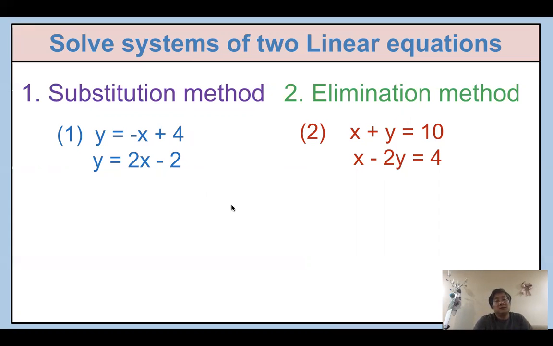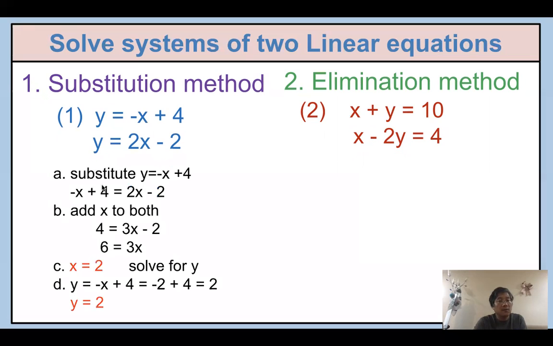So let's do this one more time with this one. Substitution method, elimination method, you should determine which method you are going to use. For the substitution method, it can be either one. It can be y, so y equals this, and you can substitute y with negative x plus 4 in here. Then what happened? So negative x plus 4 substitutes for y. So negative x plus 4 is equal to 2x minus 2. And then what do you do? You solve for x, right?